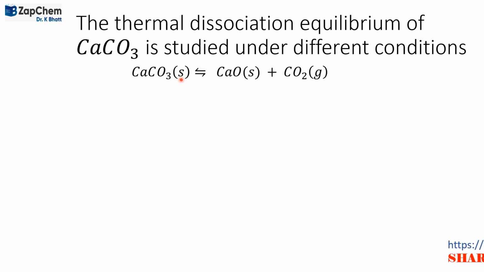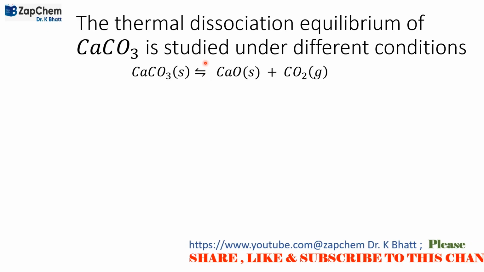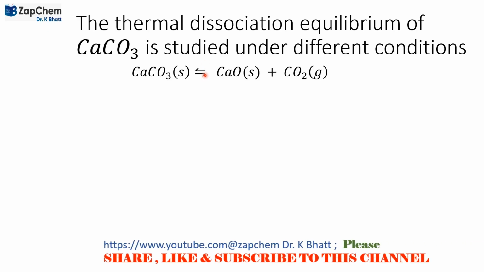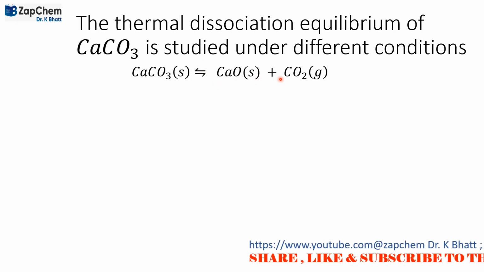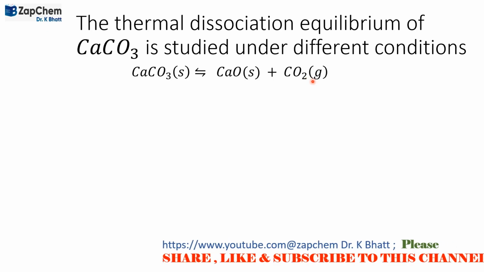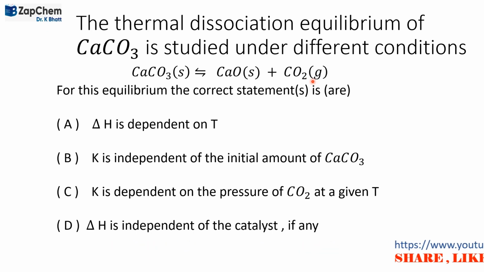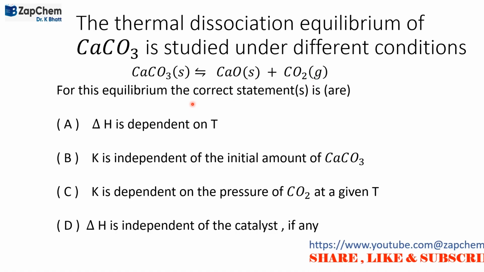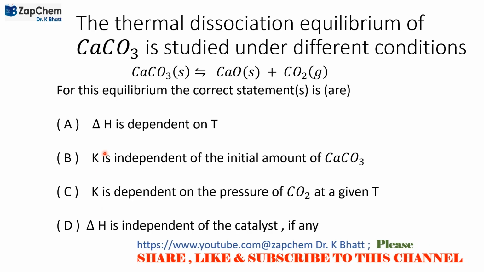calcium carbonate in the solid state, known as limestone, at a temperature of 800 to 1000 degrees Celsius, of course not given over here, but we know it, the temperature is more than 800 degrees Celsius, we get calcium oxide in the solid state and carbon dioxide comes out as a gas. And then there are certain options given. We have to find out the correct statement or option out of these four options.